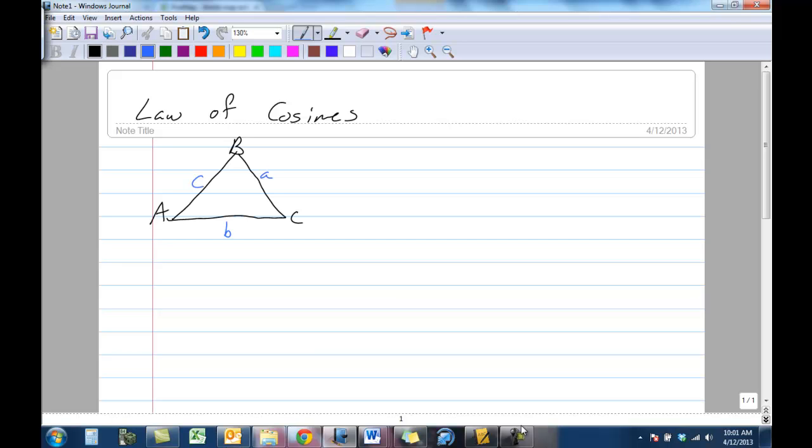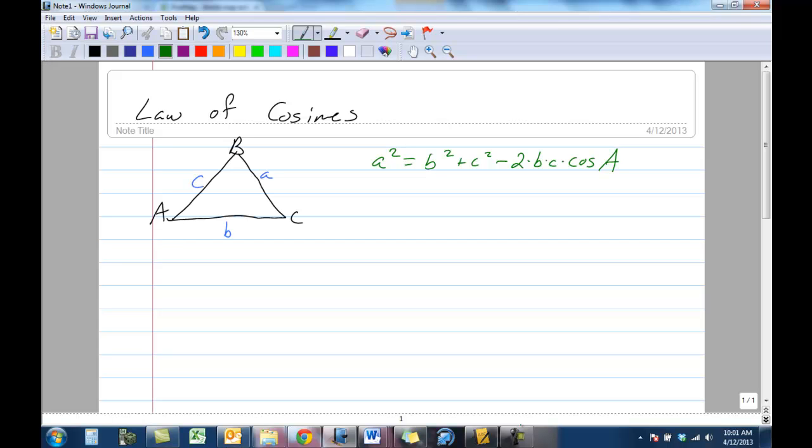So here's the law of cosines. There are three formulas for the law of cosines, and I expect you to memorize all three of these. You ready? The first one is a squared equals b squared plus c squared minus 2 times b times c times the cosine of angle A. Give you a chance to catch up on that.